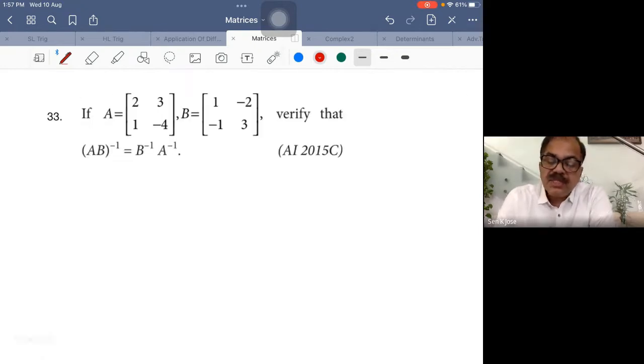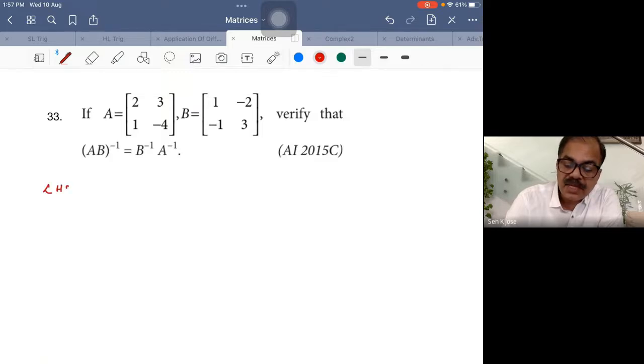All right, so this is a verification question. There are two matrices given to you, A and B, and the question is to verify AB, the whole inverse, is equal to B inverse into A inverse. So I need to do the LHS, I need to do the RHS and show that both are equal. LHS is AB, the whole inverse. Oh, hold on. If I want to do AB, the whole inverse, don't I need AB first? So I'm going to do AB first.